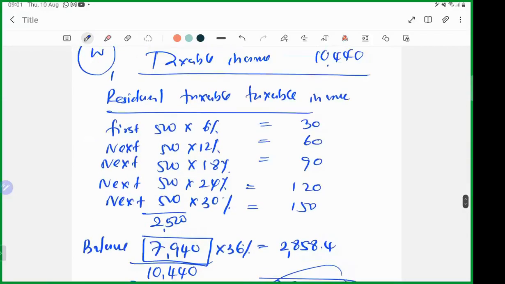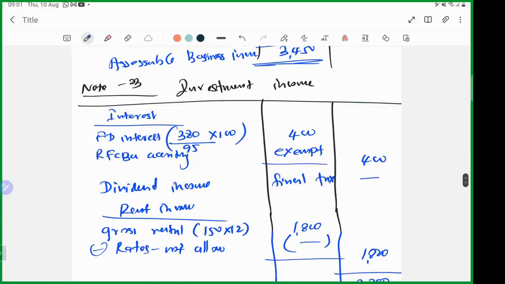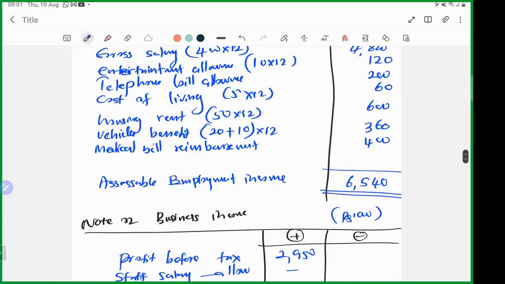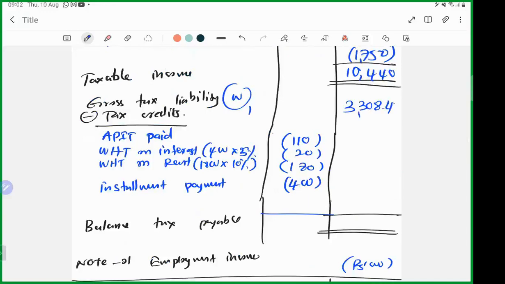So then you have to get the total available tax credit. How much is the available tax credit, you can see it is 710. So this 710 tax credit you have to deduct from your gross tax liability 3,308,400. Then your balance tax payable will be 2,598,400. This is how you can apply individual tax calculation, right?